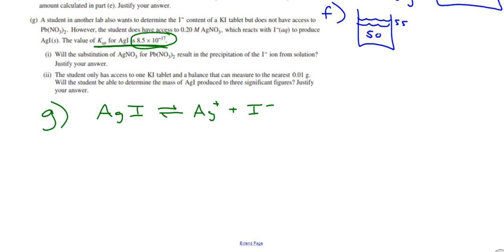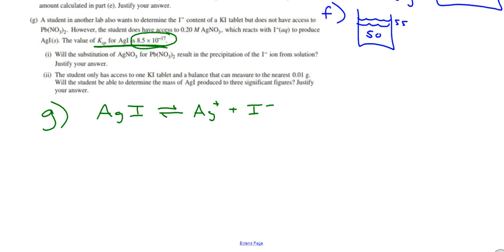It would be nice to hear what it says. It says, yes, addition of an excess of 0.2 molar AgNO3 will precipitate all the I- ions present in the solution because AgI is insoluble, as evidenced by its low value of Ksp. Last part: the student only has access to one KI tablet and a balance that can measure to the nearest 0.01 gram. Will the student be able to determine the mass of AgI produced to 3 sig figs?